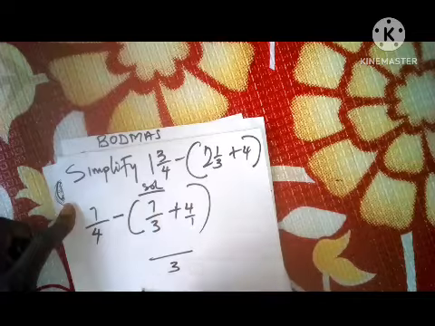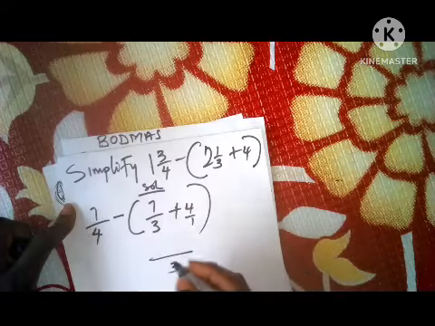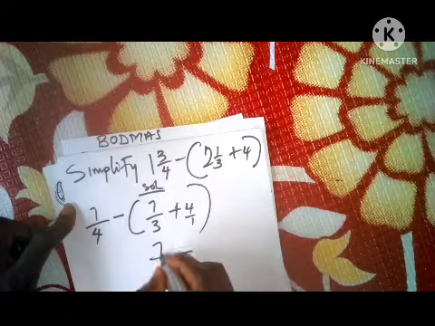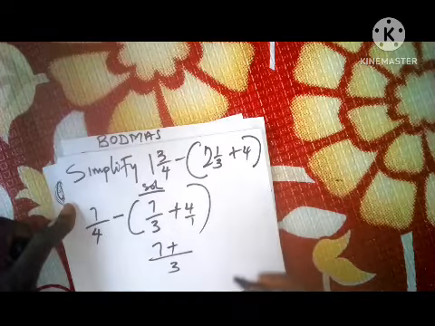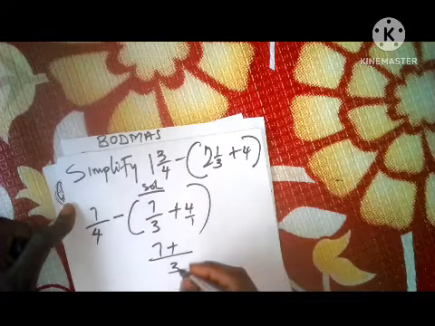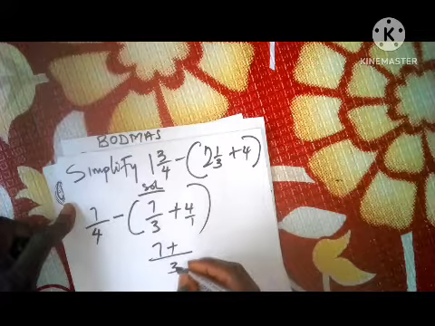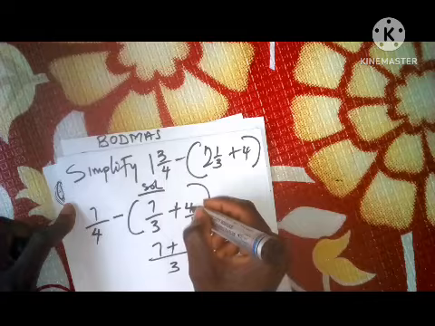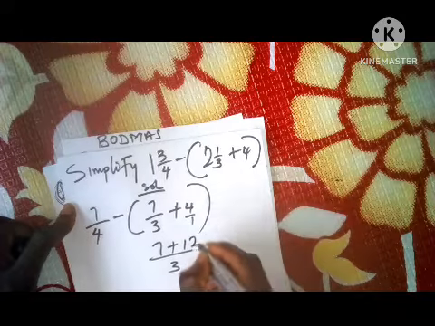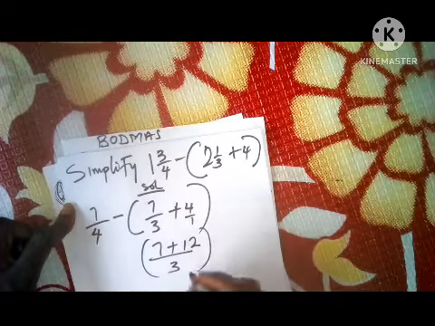LCM is what? 3. Then 3 in 3 is 1. 1 times 7 is 7 plus. This in this is what? 3. Then 3 times this, we have 12. 12. So this one is still in brackets. What do you do now?